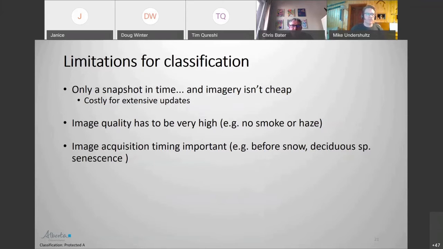We also learned that the image quality has to be very high. Based on some of the quality inspection, even a little bit of smoke and haze made it a little bit more difficult. And we also learned that in this case, the image acquisition timing was important in relation to things that were causing difficulty in the classification. One was snow, the reflectance of the snow, and the other one being the deciduous species changing color. So that's the wrap up of the first project.